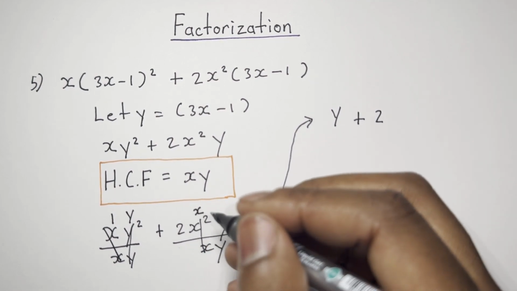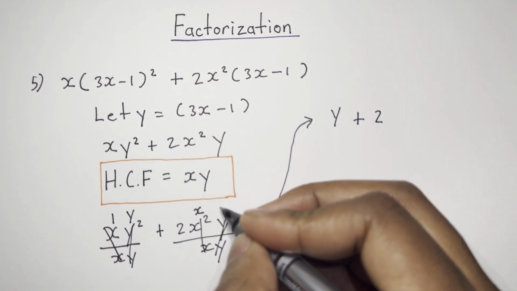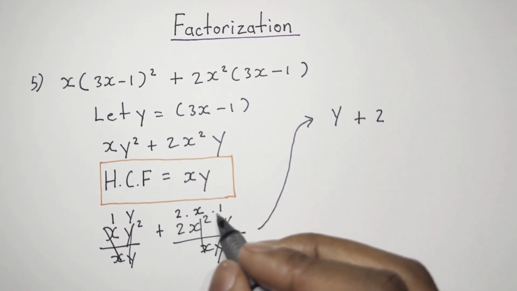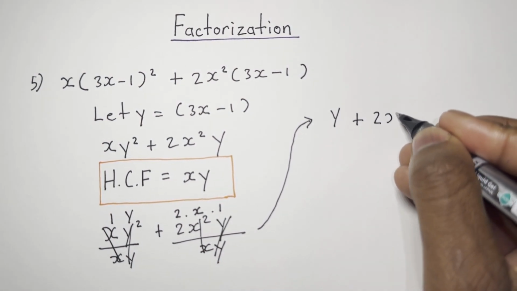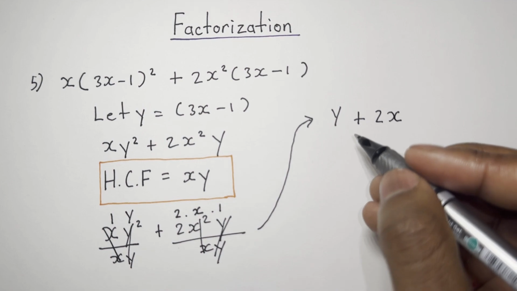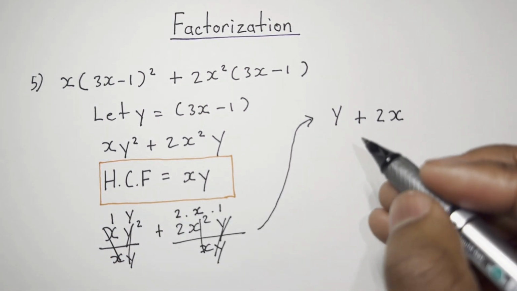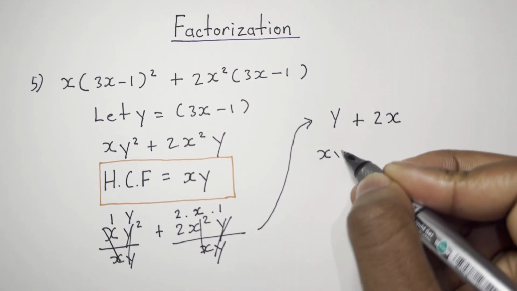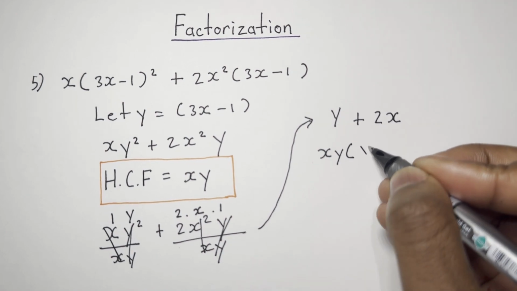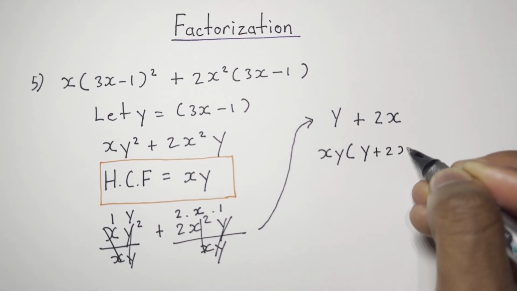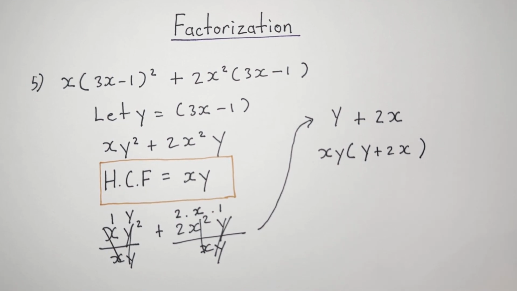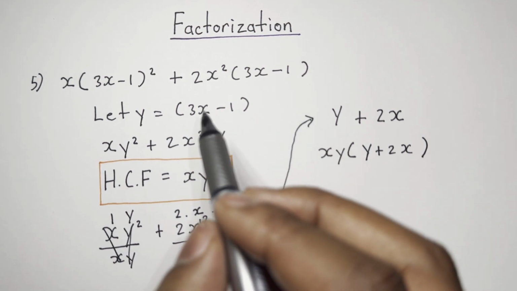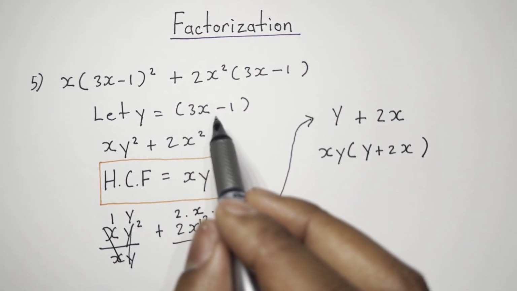leaves x, and y into y leaves 1. Oh, and I'm going to put a 2 here. So 2 times x times 1 gives us 2x. Now we need to put the HCF in front of this expression. So xy, open parentheses, y plus 2x. We're not done yet. We need to replace the y with the binomial 3x minus 1.